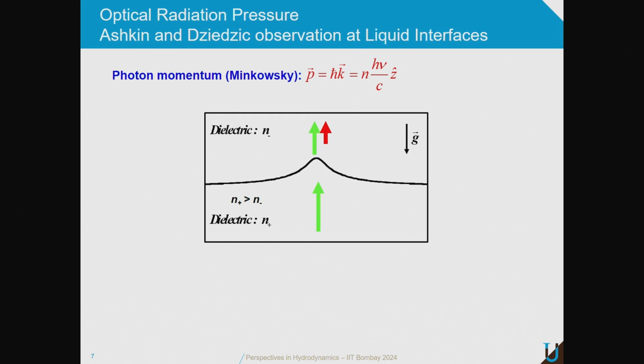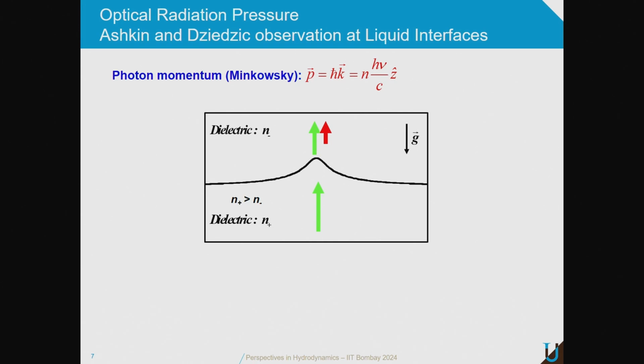As far as we trust that the momentum of a photon is proportional to the index, which is called the Minkowski formalism, there is a controversy. Well, now it's okay. What happens is that if you start from a dielectric with a large refractive index, incident like that, it will lose momentum at the interface. And by conservation, you will deform your interface.